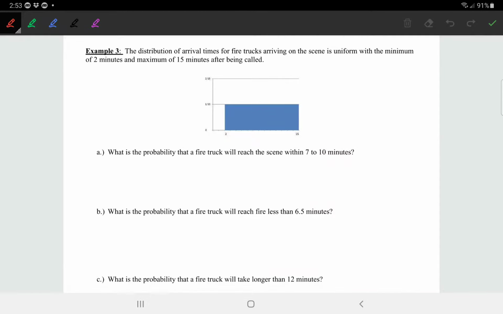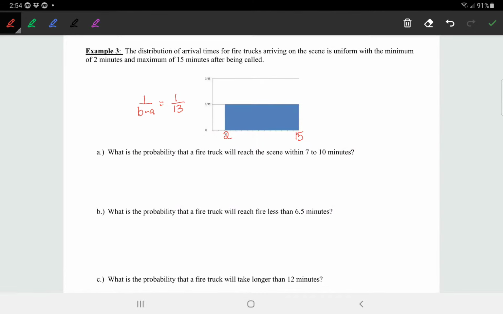So the distribution of arrival times for fire trucks arriving on a scene is uniform with a minimum value of 2 minutes and a maximum value of 15 minutes after being called. So if we were to graph this, you can see that the lowest value, A, would be 2, and the highest value would be 15, and the height of this rectangle would be 1 over B minus A, which would be 1 over 13. Okay.